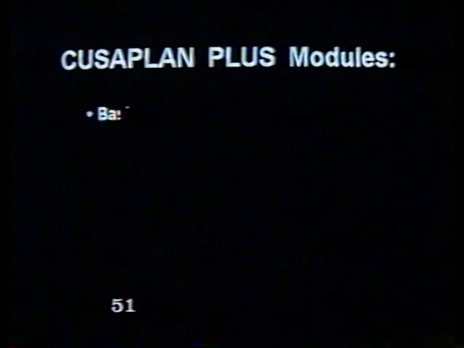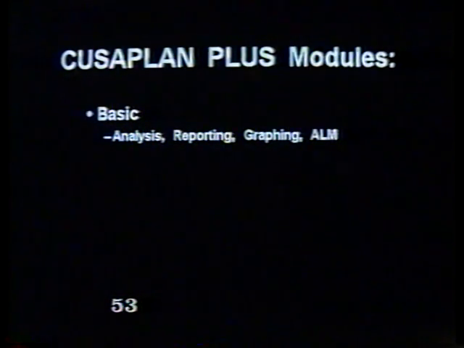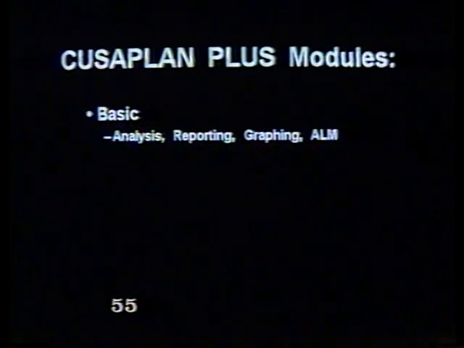CUSA-Plan is basically a standalone program that runs on an IBM-compatible personal computer. It is menu-driven, and that makes it easier to learn and to navigate between the different features and functions. CUSA-Plan can be licensed by module or as a bundled package. The basic system includes analysis, reporting, graphing, and asset liability management.